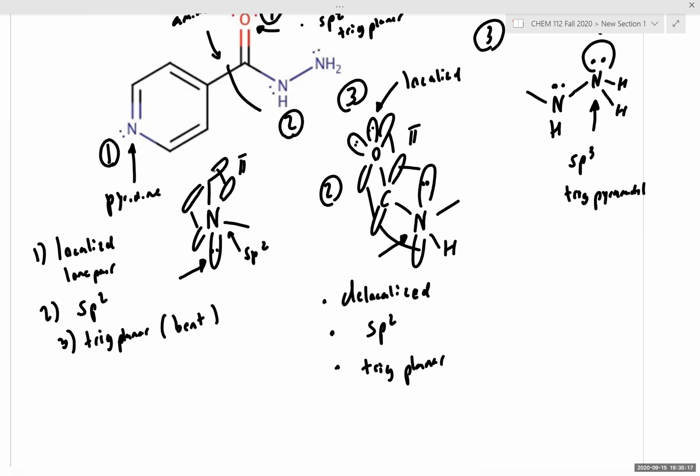Yeah, the thing I use for my geometry always says bent instead of just trigonal planar, so that confused me as well. So this bond angle here would be about 116 degrees. It wouldn't quite be a full trigonal planar bond angle, but it'd be trigonal planar, the bent variant. That's because it has three areas of electron density. It has two bonded atoms and one lone pair.